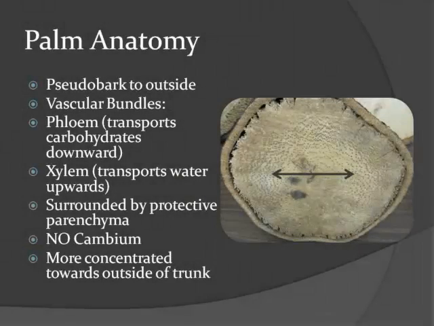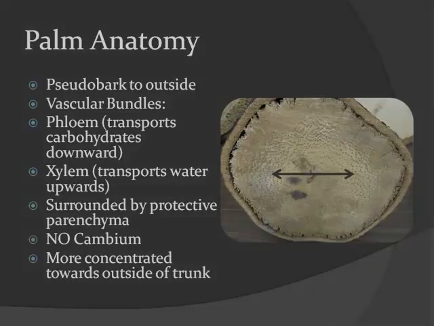The pseudobark is the outer protective edge of the palm trunk that contains the inner vascular bundles. These vascular bundles contain the phloem, which transfers carbohydrates manufactured in the leaves to the palm, and the xylem, which conducts water and minerals from the roots to other parts of the palm. The vascular bundles are surrounded by parenchyma cells that serve as a protective layer. It should be noted that palms do not possess a cambium layer like hardwood trees do.